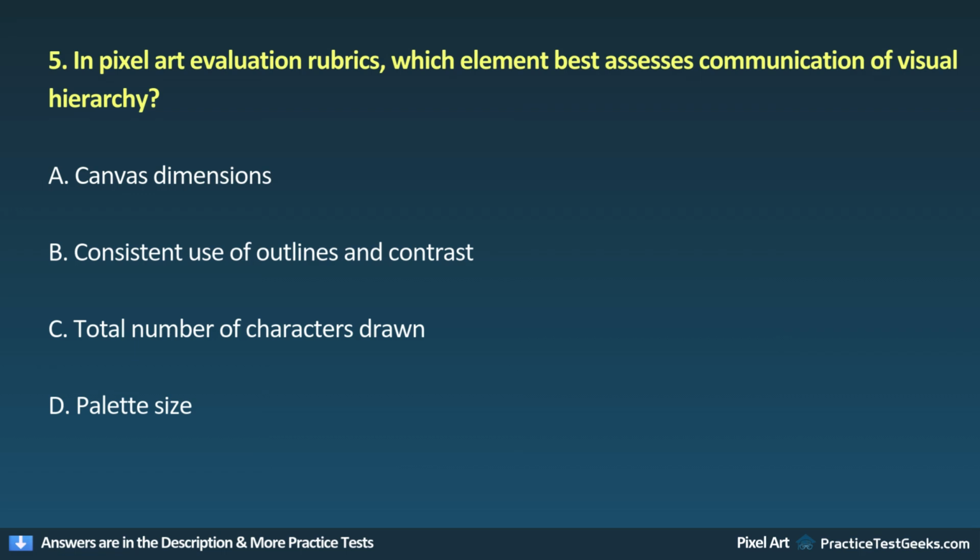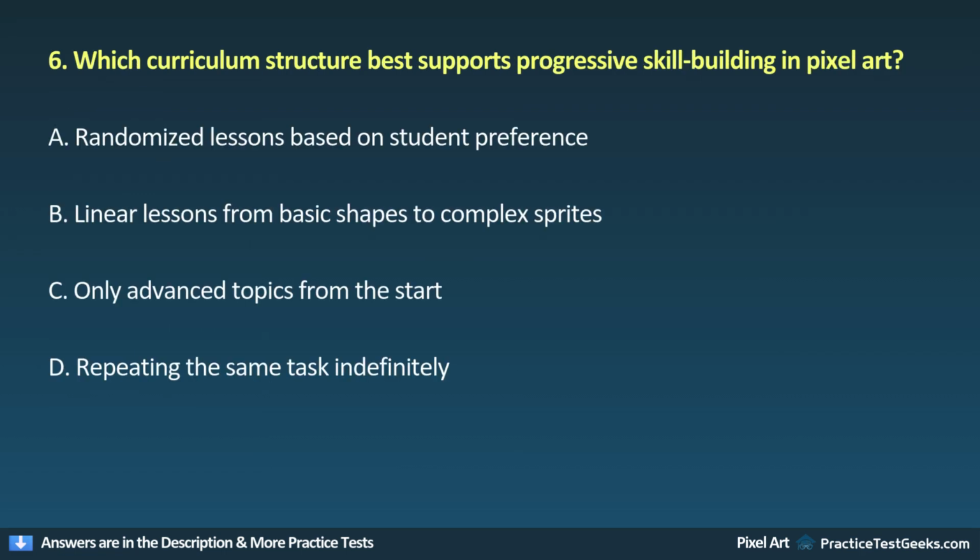D. Palette size. 6. Which curriculum structure best supports progressive skill building in pixel art? A. Randomized lessons based on student preference. B. Linear lessons from basic shapes to complex sprites. C. Only advanced topics from the start. D. Repeating the same task indefinitely.